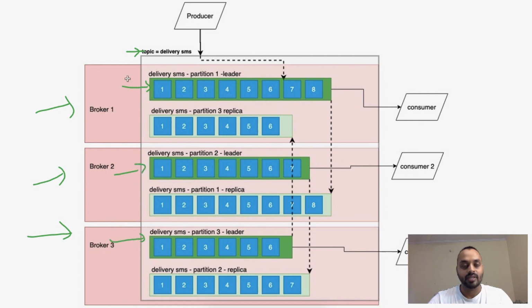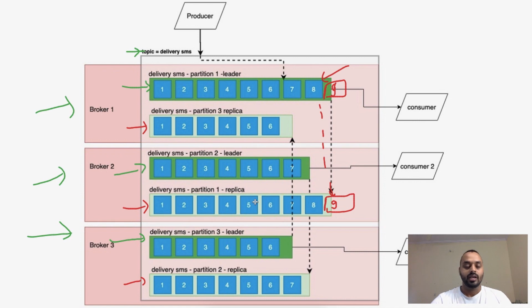These are the master partitions, the leader partitions. We also have slave partitions, let's mark them with red. These are slave partitions or follower partitions. Whenever a producer produces a message, it writes to the leader partition. Let's say it has written here, then in the background it will be replicated to the follower partition. This is how it works in Kafka.